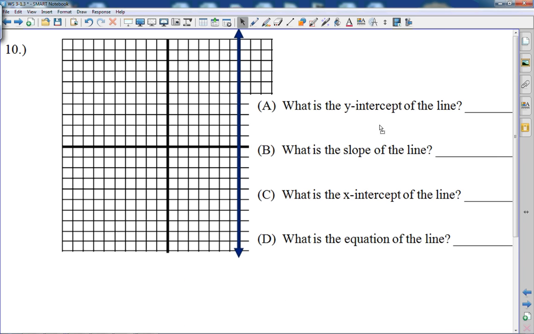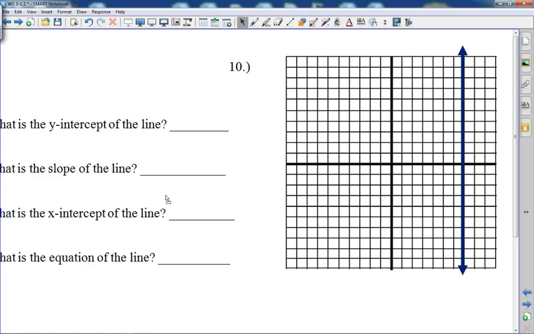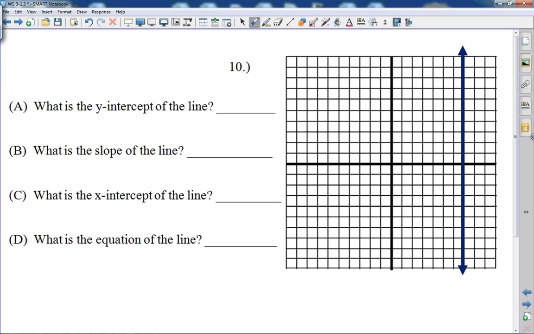Now, this is not a horizontal line. What type of line is this? Let's see if I can move all this stuff over. There we go. I like it like this. Okay. What type of line is this? This is a vertical line. Okay, it goes up and down.